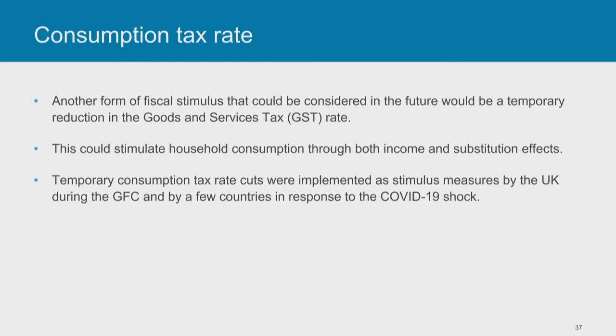Another form of fiscal stimulus that could be considered in the future would be a temporary reduction in the GST rate. This could stimulate household consumption through both income and substitution effects, incentivising households to bring forward their consumption expenditure in a similar way that lower interest rates do. But temporary consumption tax rate cuts were implemented as stimulus measures in the UK during the GFC and in a few countries in response to the COVID-19 shock.